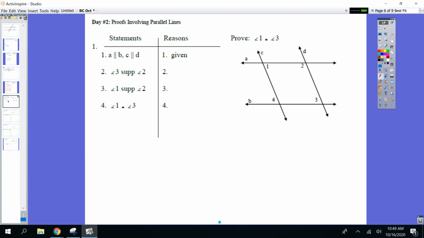I do not want to throw you into the fire right away. So as you can see in this proof, I provided the statements. You just need to help me with the reasons. A is parallel to B. Mark it. Here we go. Let's mark it. A is parallel to B.